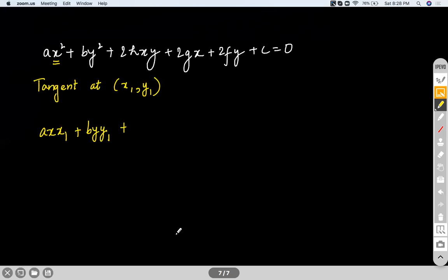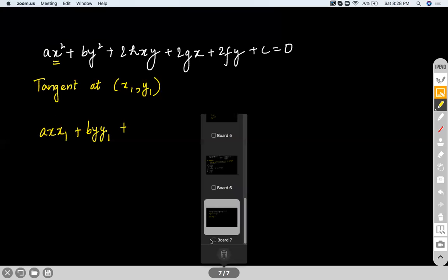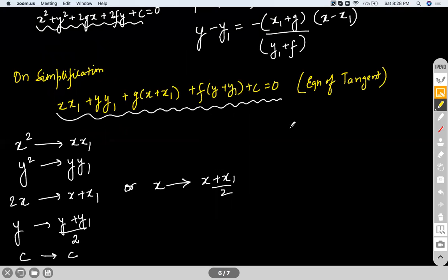Now there's something which I missed out. Let me go back. If at all your conic contains xy term, it will be replaced with (xy1 plus x1y) by 2. Please make a note of this.